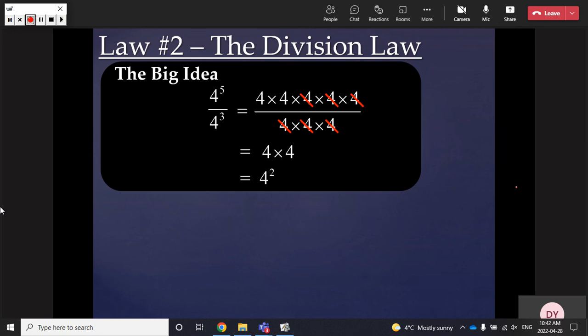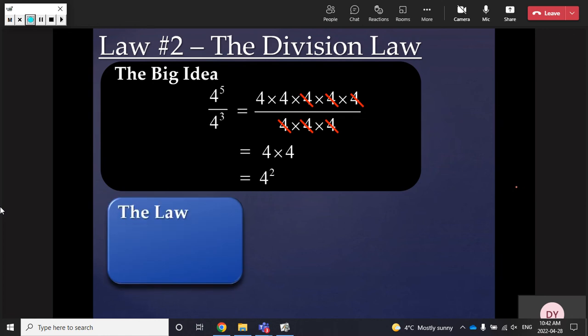Absolutely. Now, if we wanted to do this the short way, we don't want to do all these 4s and cancel them out. We don't want to do all that. What is the law? Yes. Because these exponents have the same base 4, and they're dividing by one another, what we're allowed to do is take the top one and subtract the exponent of the bottom one.